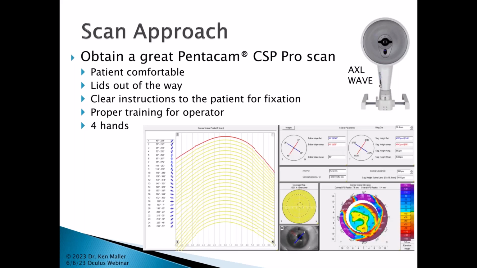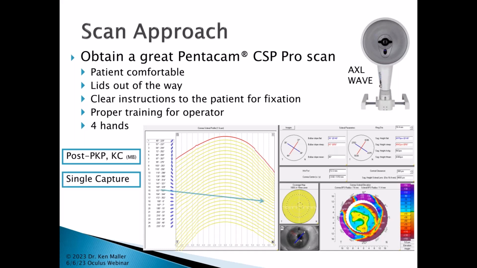Okay, so here we have a scan. This is a typical CSP PRO scan, and this was on a PKP patient. They had the transplant due to keratoconus, and what you can see is I've captured that all in one single capture. That's one of the nice things about the CSP PRO scan: if you can get the eye open wide enough, you really can get the patient scanned in literally 2 seconds and have all of the scleral data that you need so that you can go ahead and design up a lens.